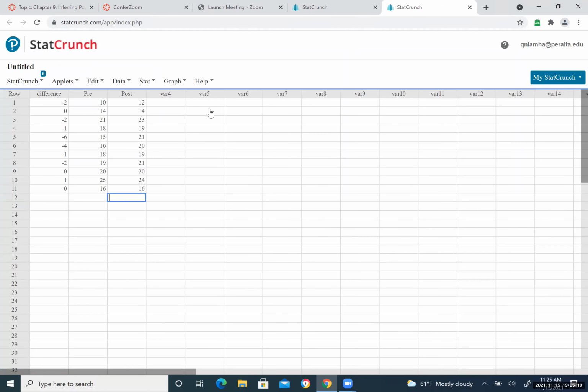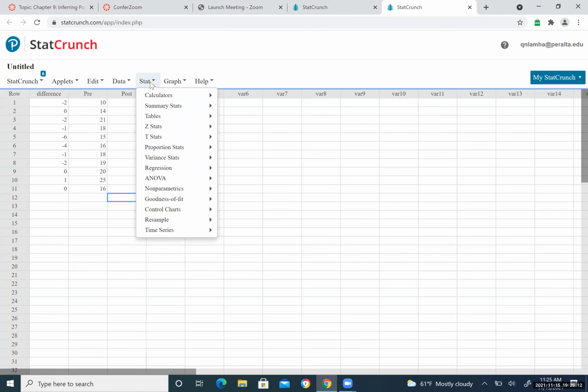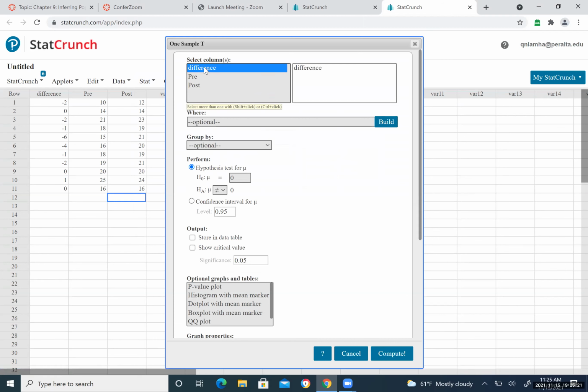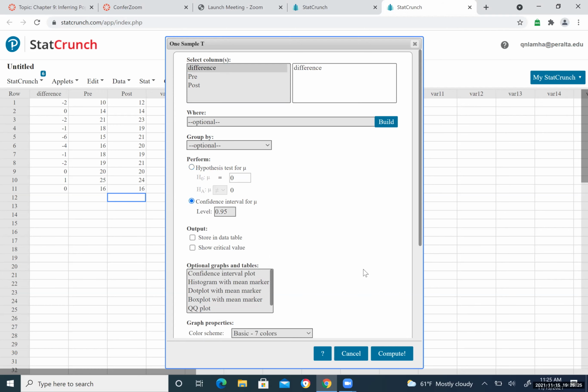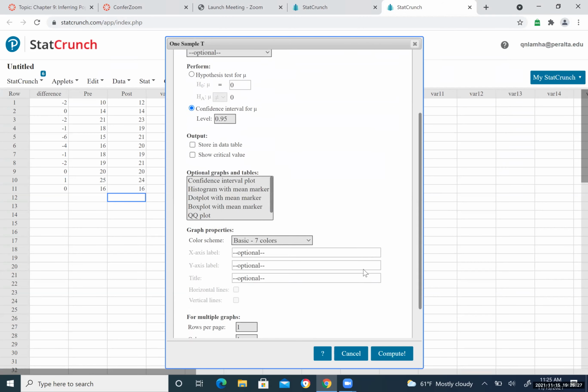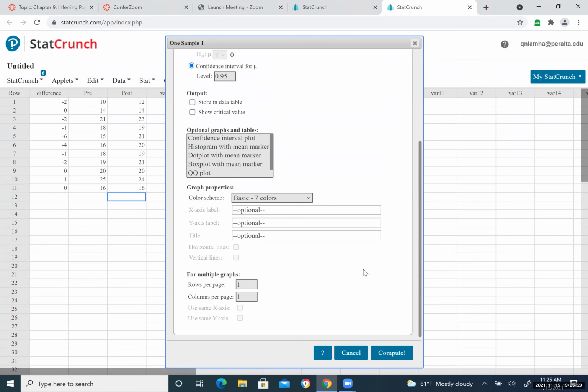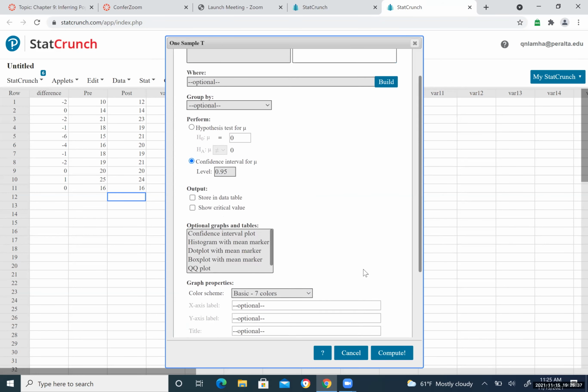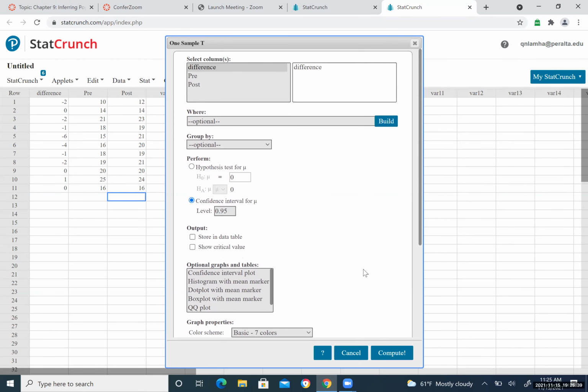So let me see if I can graph. Go to Stat again. You go to T Stat. You go to one sample. You go with data. You click difference. You click confidence interval. Let me see if they have a picture. They don't. They're not showing us the graph. Okay, so there's no choice.